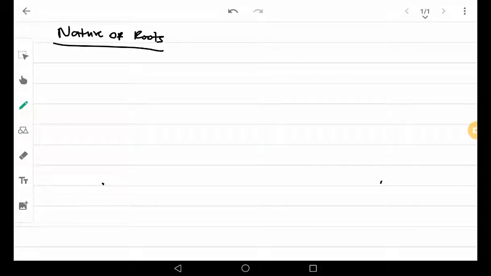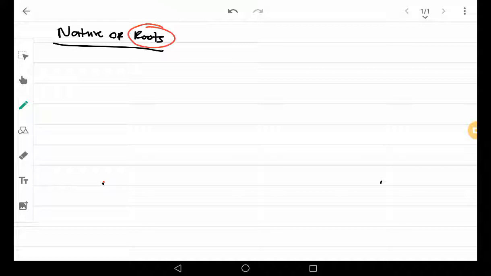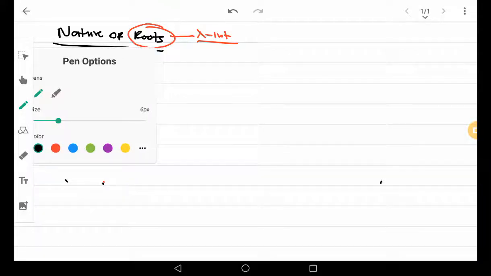Nature of roots. So the roots again, the x-intercepts. So we have a situation. So we can say we have different situations.